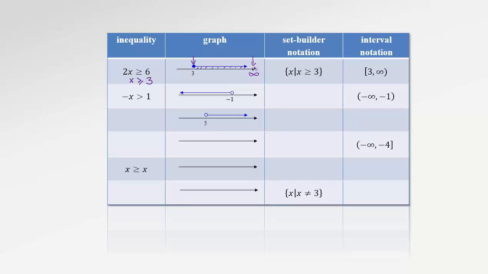Since there is no last point, the bracket that we use for infinity will always be round. The bottom extreme point, which is 3, is taken as a solution because we had equation. So equal sign corresponds to the covered dot and corresponds to a square bracket. So that's our interval from 3 to infinity.